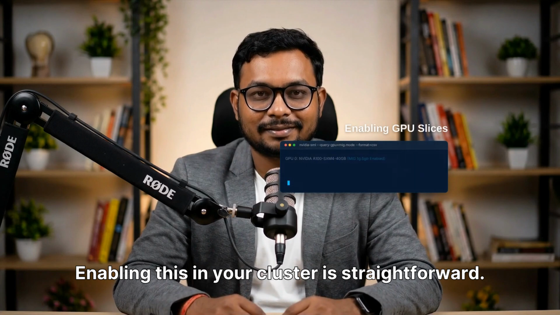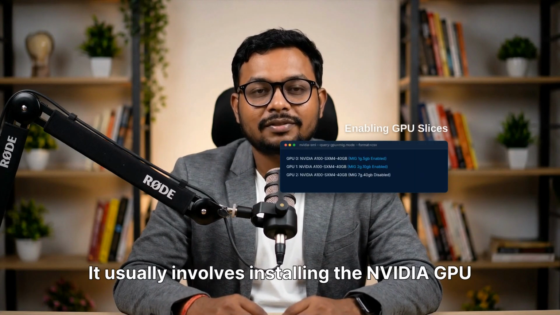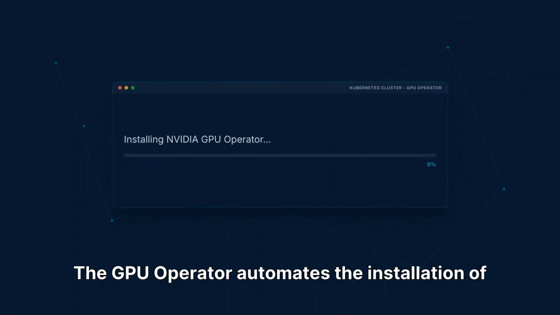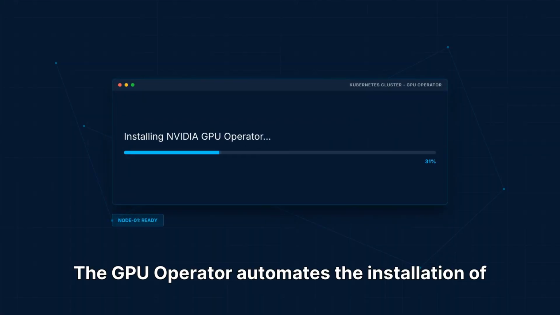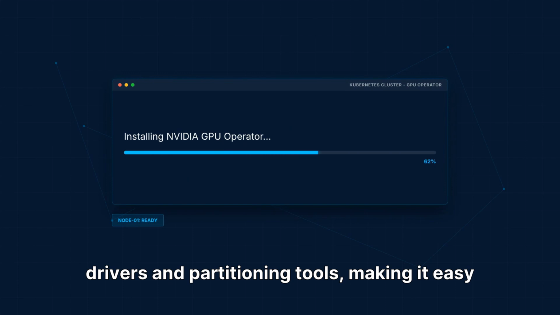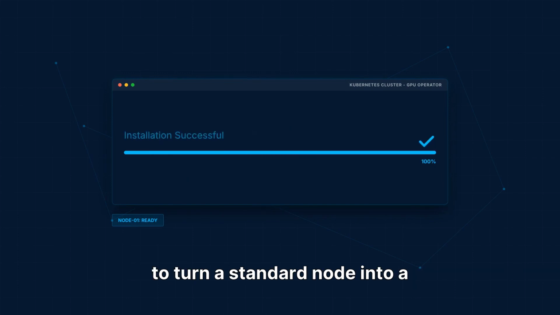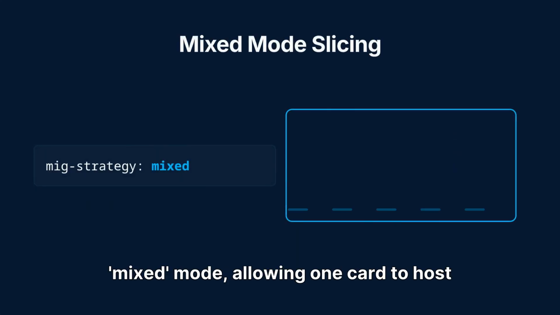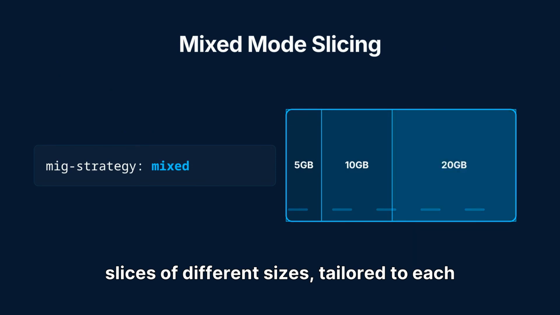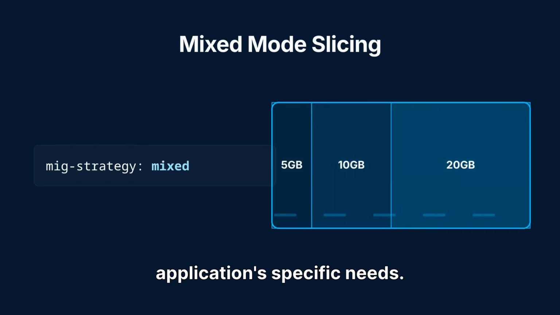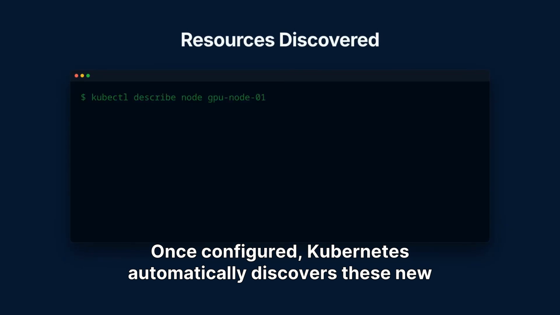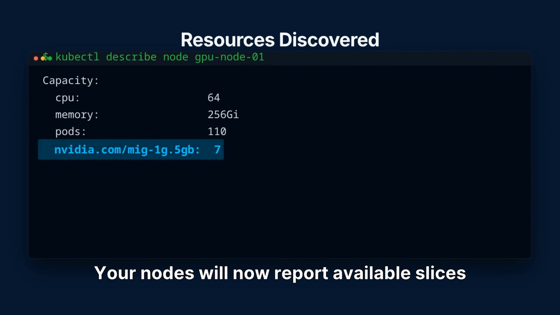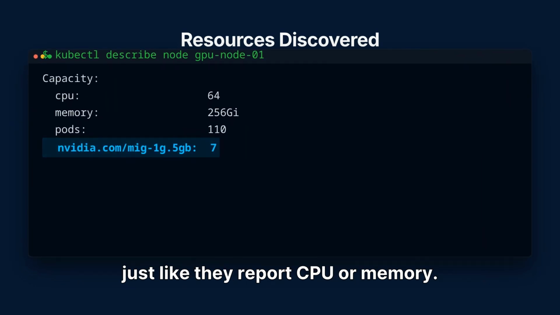Enabling this in your cluster is straightforward. It usually involves installing the NVIDIA GPU operator and configuring your node policies. The GPU operator automates the installation of drivers and partitioning tools, making it easy to turn a standard node into a sliced node. You can set your MIG strategy to mixed mode, allowing one card to host slices of different sizes tailored to each application's specific needs. Once configured, Kubernetes automatically discovers these new resources. Your node will now report available slices just like it reports CPU or memory.